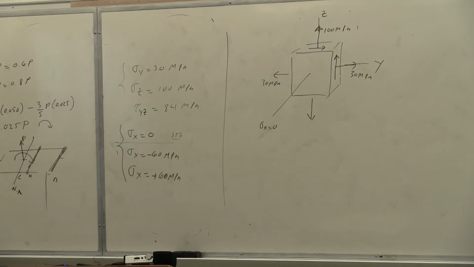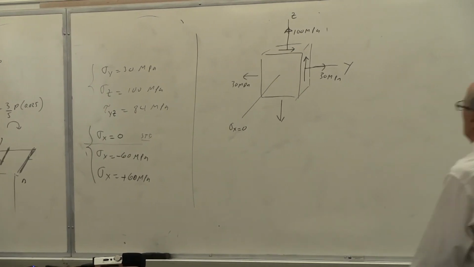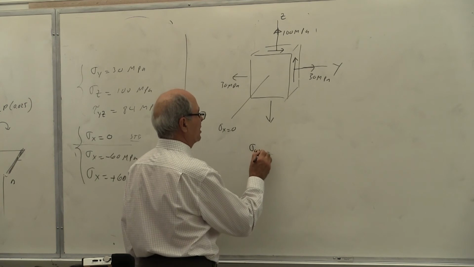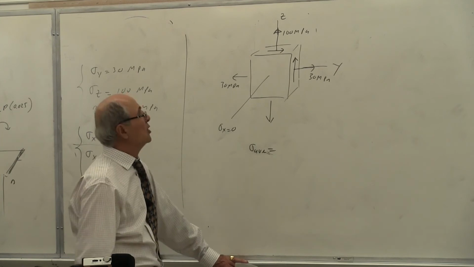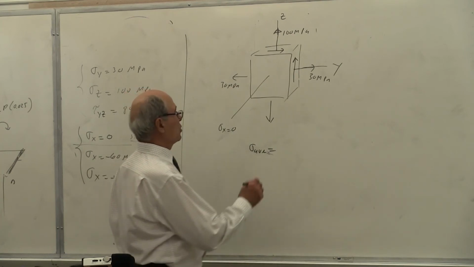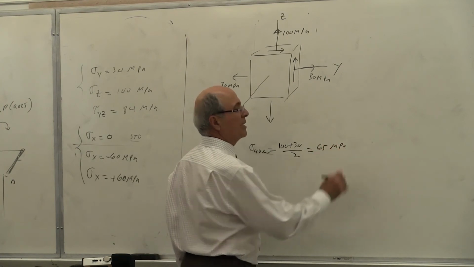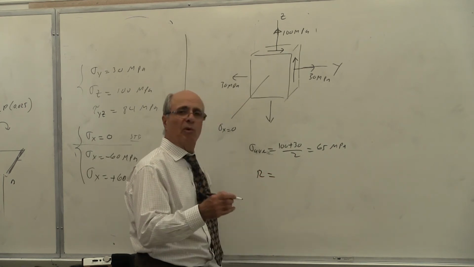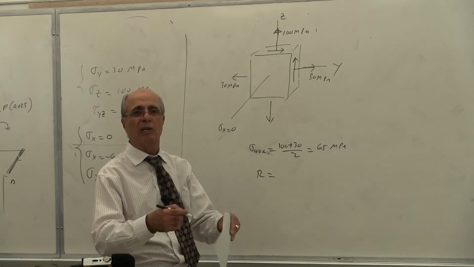What do I need? I need only sigma A and sigma B, which is very simple to calculate. So let's calculate sigma average first. What's sigma average equal to? So your homework goes like this. Don't make it any fancier than what is required. Sigma average is 30 plus 100 divided by 2, so that's equal to 65 megapascal. Is that correct or not? Then you calculate your R according to the equation. You can draw a little circle if you want, or you can go by equation.